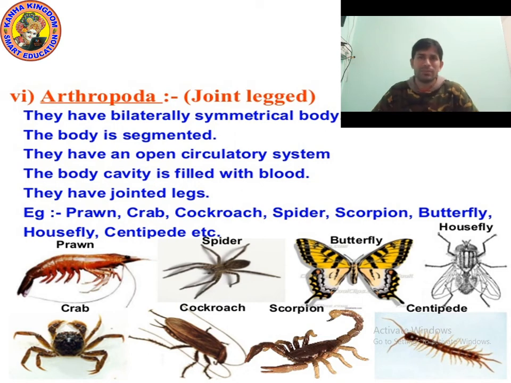And they are bilaterally symmetrical. You can check the picture. If you draw a center line, you can easily divide them into two parts, which means they are bilaterally symmetrical. They have a body cavity in which blood is filled, and they have jointed legs. Generally they have around six legs. I hope you understood. Now it's time to ask questions. Let's move on to the last point.